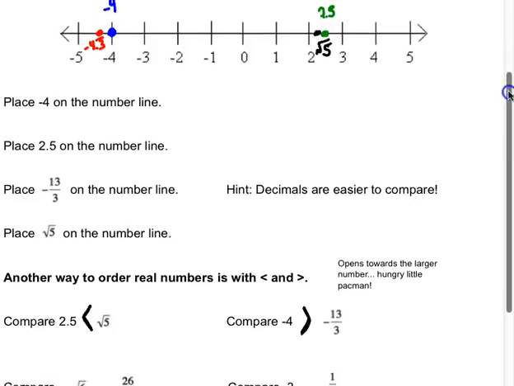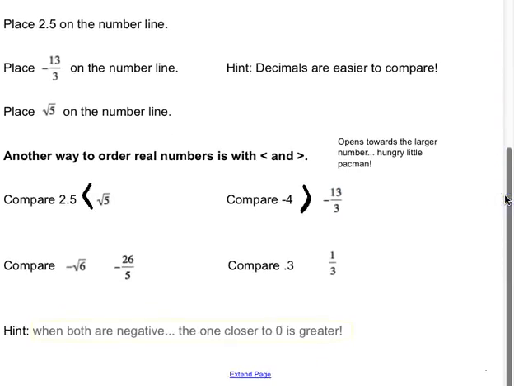So one piece of advice here, one hint, is if both values are negative, the one that's closer to 0 is actually the greater one. Because remember, the more negative you get, the smaller you are getting. Ones like this can actually confuse some kids, so I want you to pay careful attention to that. When you're comparing two negative values, the more negative you are, the smaller you are. So be very careful when aligning those.